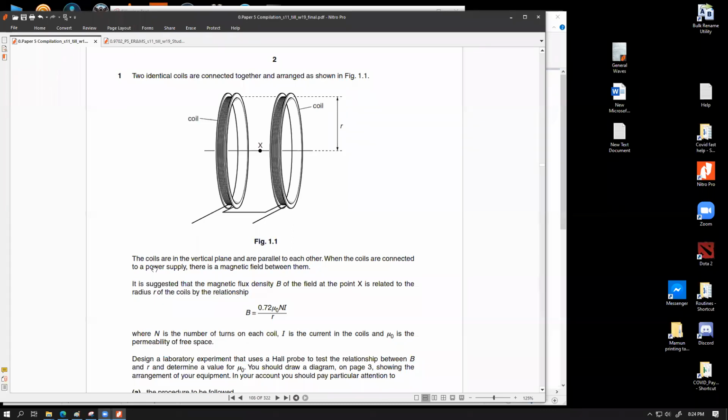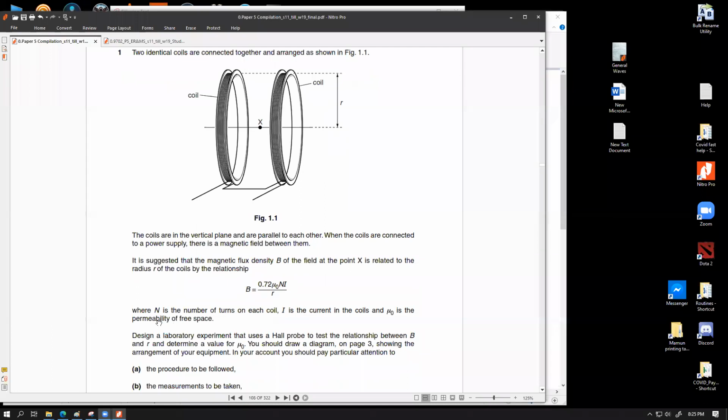Circular arrangement, whatever. The coils are in the vertical plane and parallel to each other. When the coils are connected to a power supply, there is a magnetic field between them. It is such that the magnetic flux density B of the field at point X is related to the radius of the coils by the relationship B equals 0.72 mu naught N I divided by R, where N is the number of turns of each coil, I is the current in the coils, and mu naught is the permeability of free space.